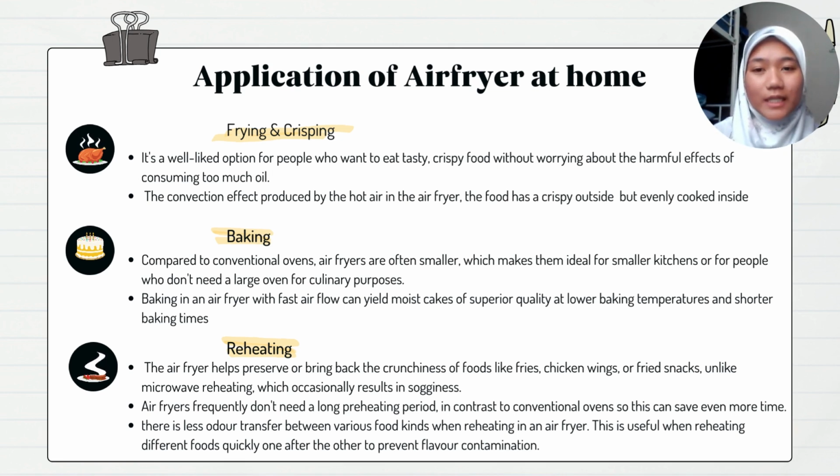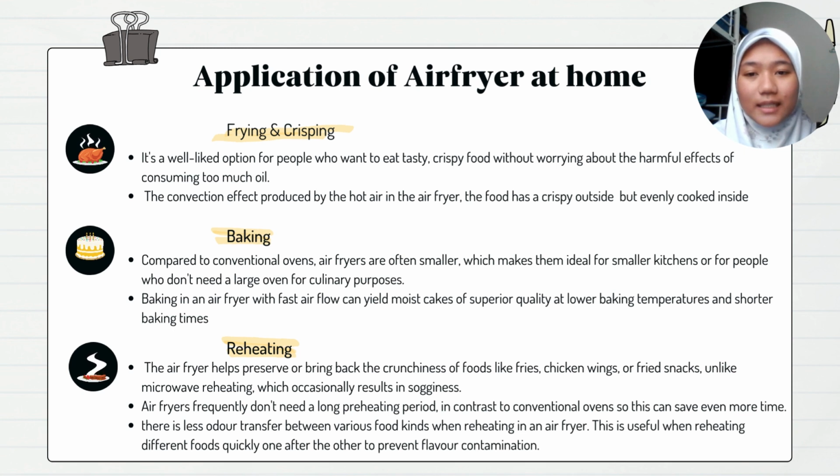Okay, the first application is frying and crisping. It's a well-liked option for people who want to eat tasty, crispy food without worrying about the harmful effect of consuming too much oil. The convection effect produced by the hot air in the air fryer makes the food have a crispy outside but evenly cooked inside.